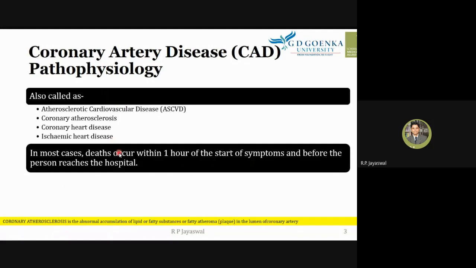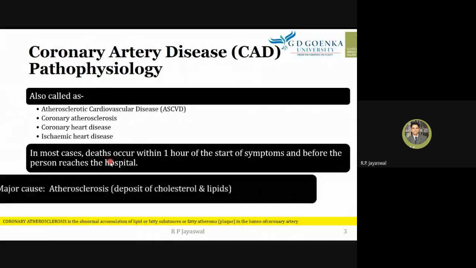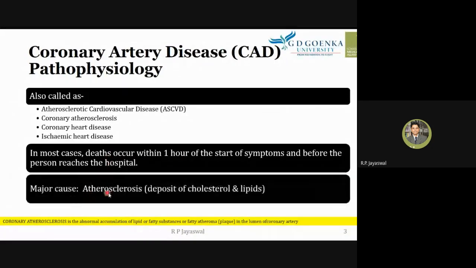Death may occur when there is coronary artery disease. It may occur within 1 hour of the start of the symptoms or before the person reaches the hospital. This is what is observed in most coronary artery disease cases. The major cause of coronary artery disease that we have to understand is atherosclerosis, which means deposit of cholesterol and lipid in the coronary artery.